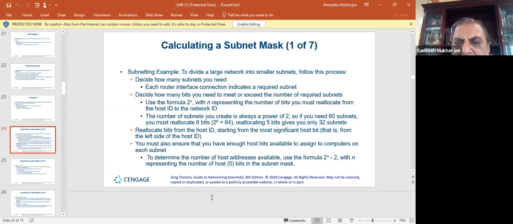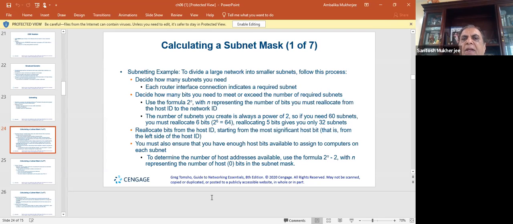Each router interface connection indicates a required subnet. Decide how many bits you need to beat or exceed the number of required subnets. Use the formula 2 to the power n, with n representing the number of bits you must reallocate from the host ID to the network ID.